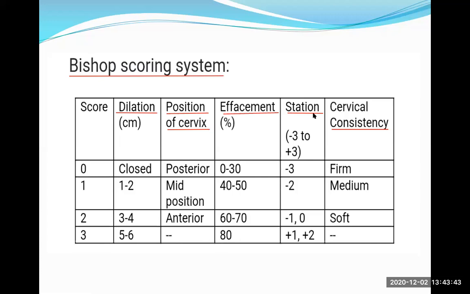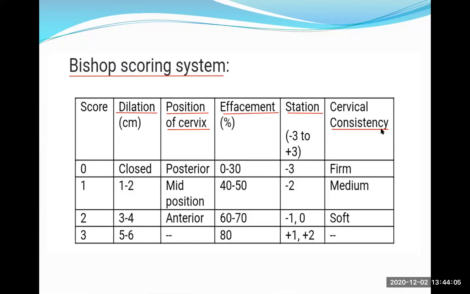Station, now that also, you know, this is the descent of the presenting part in relation to the ischial spine. This is called station. So 0 is -3, means way above the ischial spine, and when it is plus, it is below the ischial spine. Now no need of an explanation here.